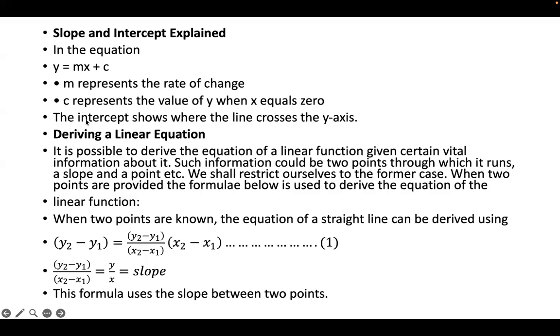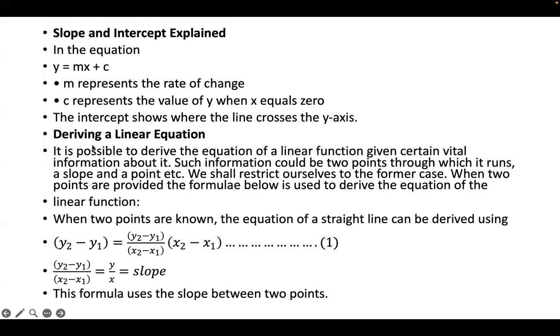So we are saying that the intercept shows where the line crosses the axis. That is, c represents the value of y when x is equal to 0. That's what is known as the intercept. So it shows where the line crosses the axis.